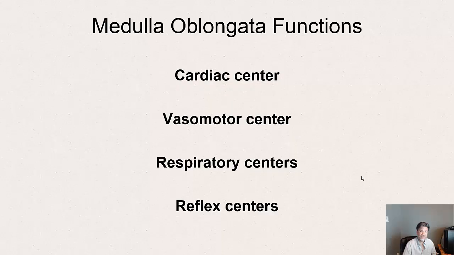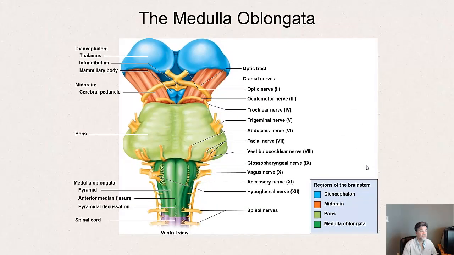So again, you can see how if we had damage here, we are disrupting some very basic functions. There are also some tickling centers here, itching centers, your gagging centers, some very basic sleep centers. These are all found in the medulla oblongata. So things that are absolutely essential and critical to your survival will be found in this region.